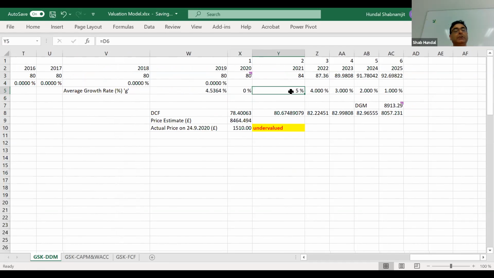We went to Yahoo Finance, and from there we went to GlaxoSmithKline's information, and we saw the future forecast, the analyst forecast of how much the company's revenue will grow for the next year, and it was 5%. So we have a reason to believe that if the company's revenue grows at 5%, then why not the dividend grow at 5%? So we made some assumption.